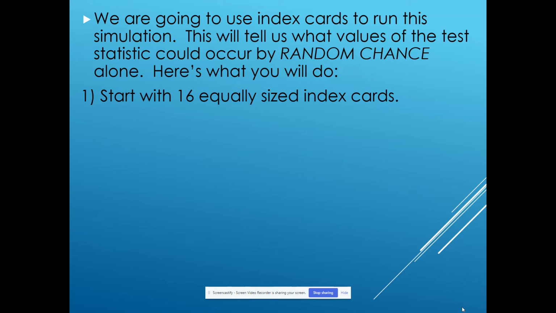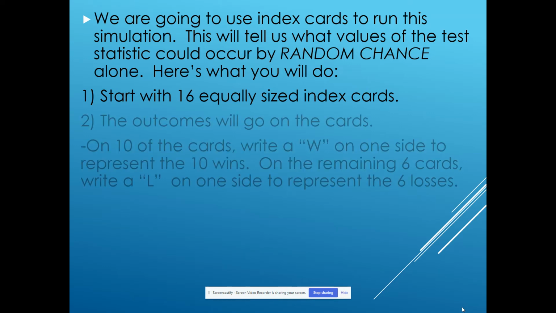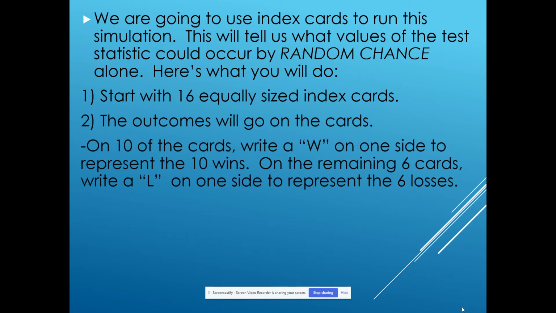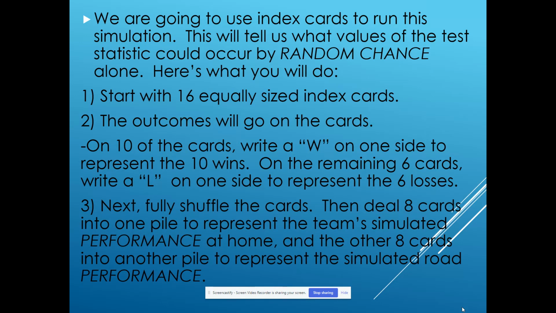We're going to start off with 16 equally sized note cards. On 10 of them, we're going to put a W for win. On 6 of them, we're going to put an L for loss. Then we're going to flip them all over so they're all face down, and shuffle those cards together. We're then going to put them into 2 equal piles of 8, to simulate their 8 home games and their 8 away games.